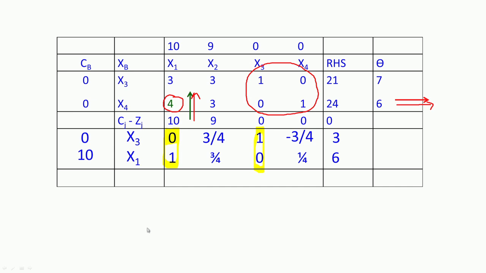Now we write the Cj minus Zj. Now Z1 is 0 into 0 plus 10 into 1, 10. So 10 minus 10 is 0. Z2 is 0 into 3 by 4 plus 10 into 3 by 4, which is 30 by 4. So 9 minus 30 by 4 is 36 by 4 minus 30 by 4, which is 6 by 4, which simplifies to 3 by 2. C3 minus Z3, Z3 is 0 into 1 plus 10 into 0, 0. So 0 minus 0 is 0.